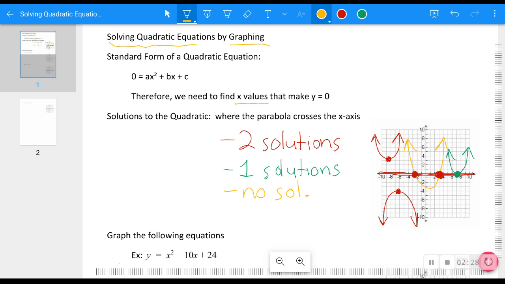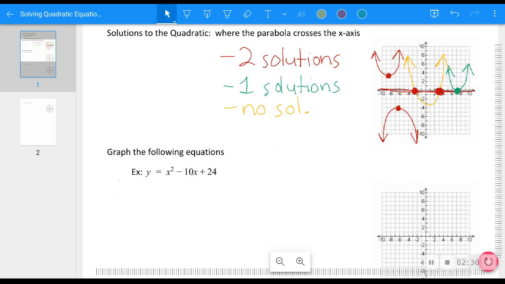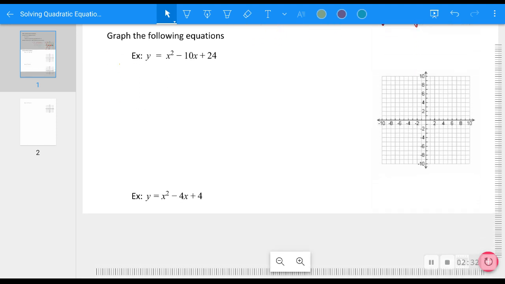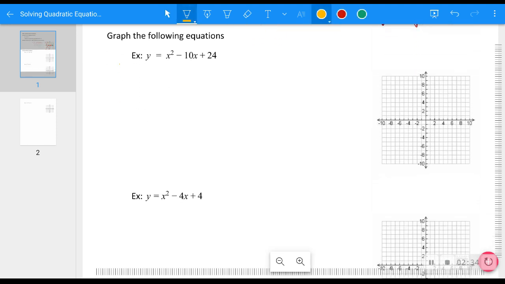So now we'll dive into a couple examples. Now that you have some experience with graphing, you know the first thing we're going to do, from our first section of notes, is find the axis of symmetry. For that, I'll just call that AOS. We're going to take negative b over 2a.